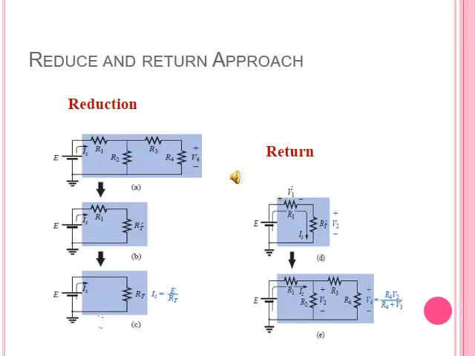In our first approach, reduce and return, we first, as per previous practice, have to analyze the circuit. The first circuit, labeled as A, has a source E. The current is moving from the source E, which is labeled as IS, towards R1, and then a node is approaching. The node splits into two branches. First branch is R2 and the second one contains R3 and R4. The target of this circuit is mentioned as V4. We have to find the voltage across resistor R4.